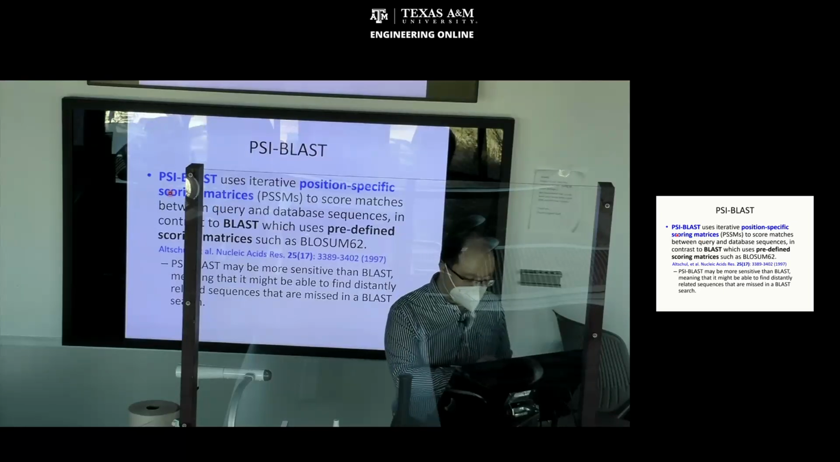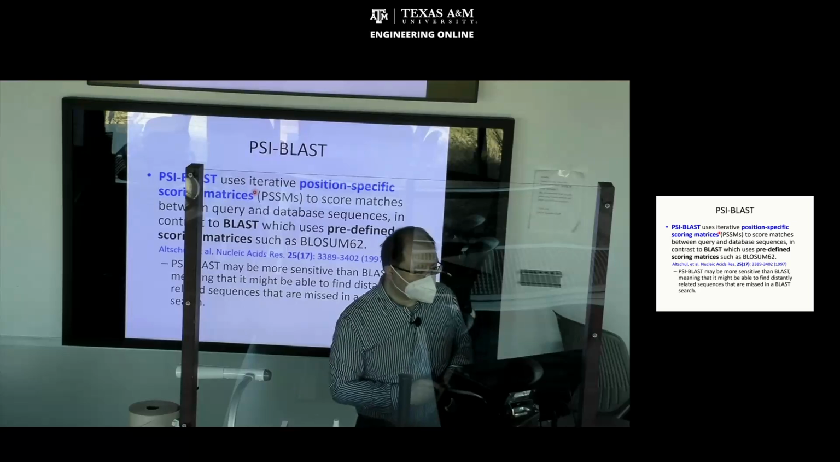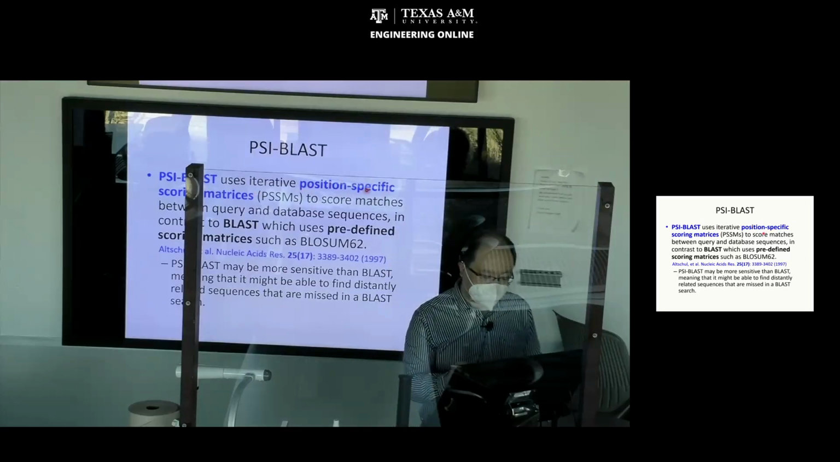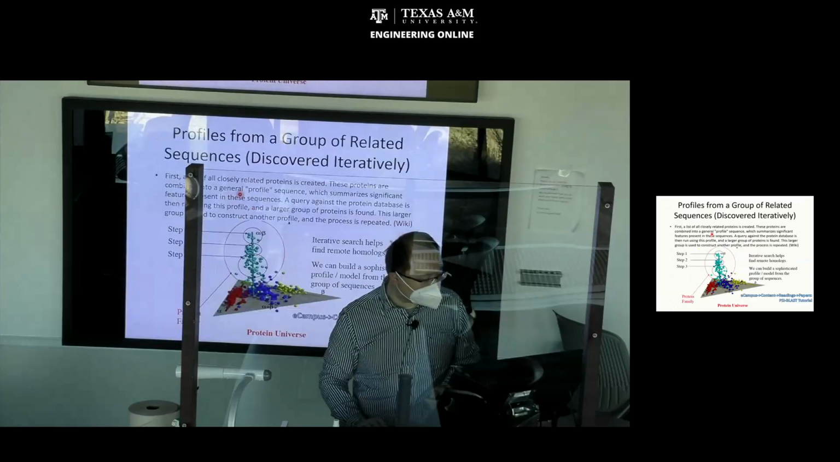PS stands for position-specific, and IS stands for iterative, okay? So position-specific tells you they are using family-specific profiles instead of the predefined BLOSUM. And then this profile is actually iteratively updated. So that's what PSI-BLAST is doing, okay?